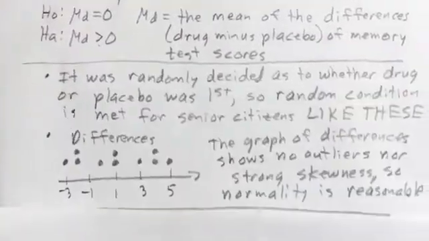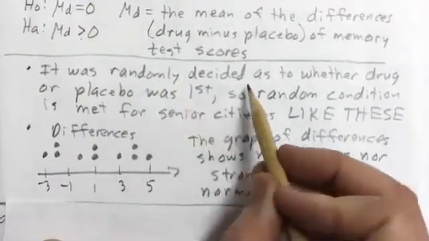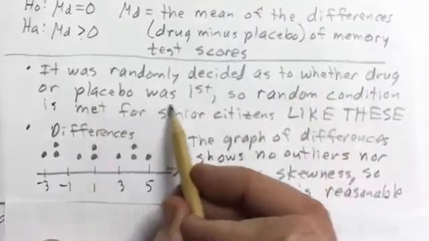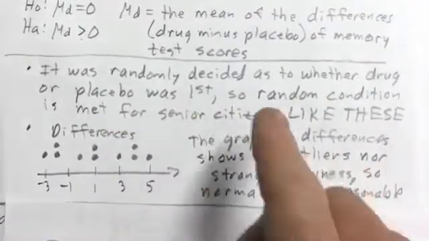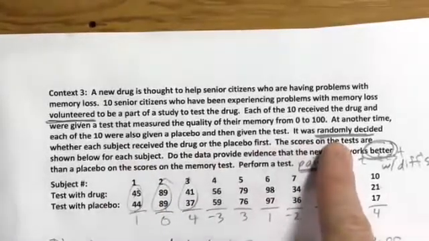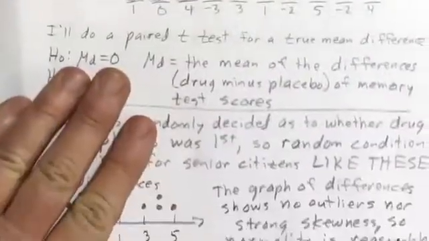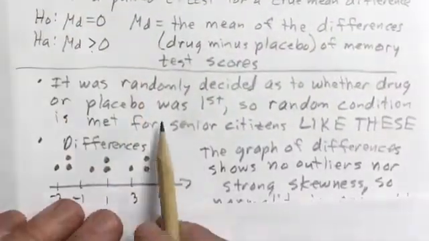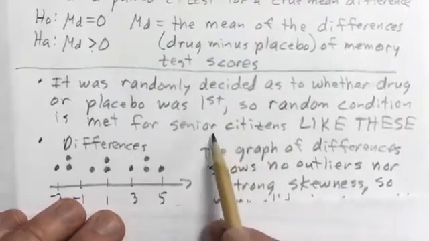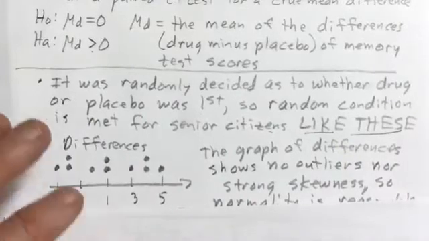Now your assumptions. We will say, not I, because we're doing a one sample deal. It says it was randomly decided whether they got the drug or the placebo first, so the random condition is met. Don't say they were randomly selected. They were not randomly selected. They were randomly assigned to take either the drug first or the placebo first. So the proper way of wording that is that the random condition is met for senior citizens like these. We always have to say like these when they were not randomly selected, or SRS.